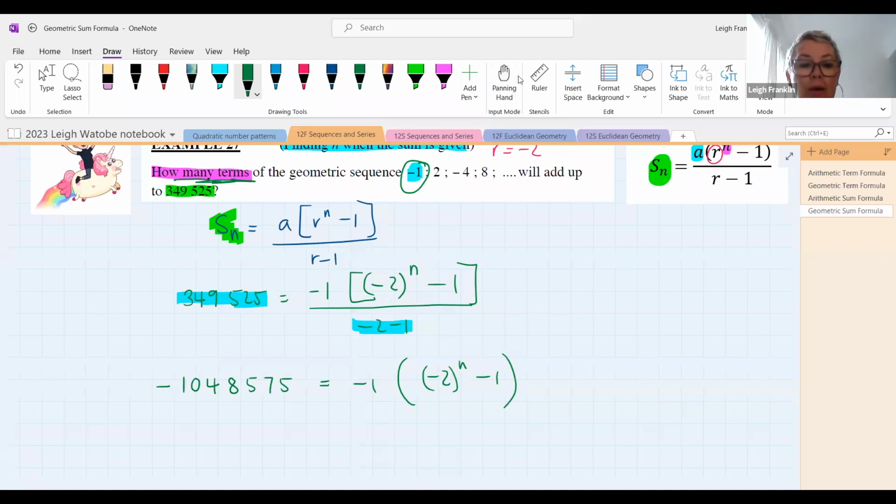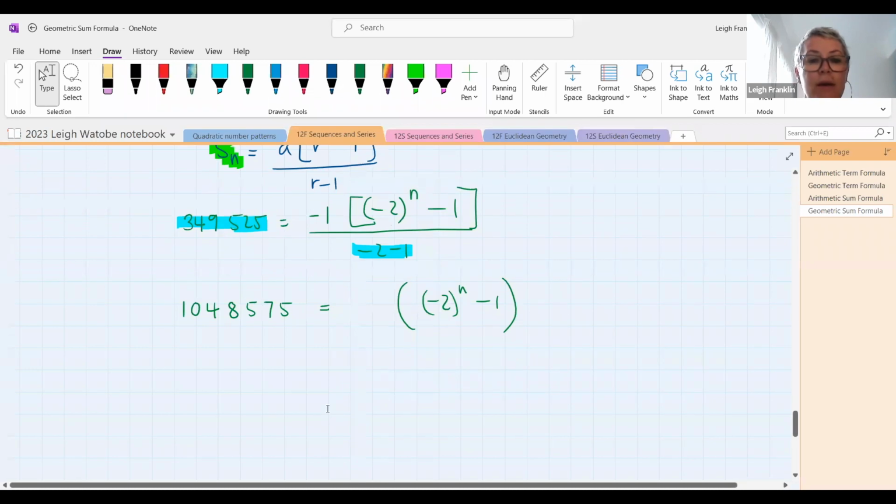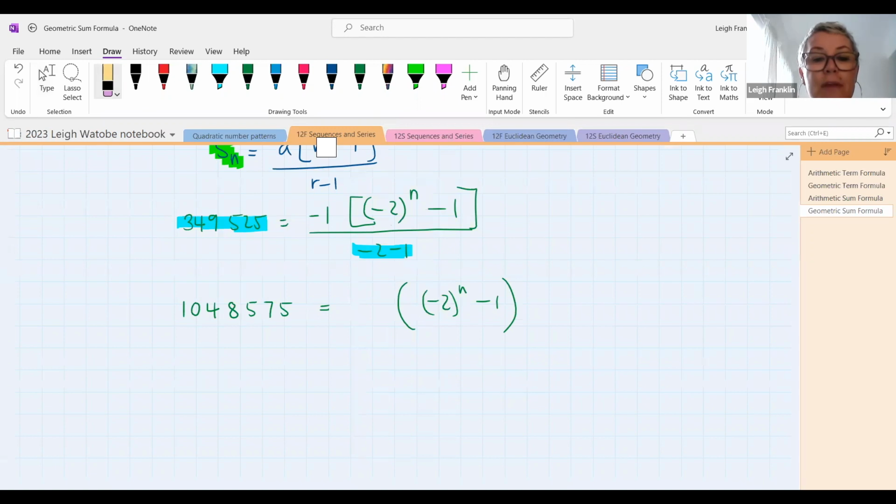Okay. What I can do now is I want to get rid of this -1. So if it was another number, I would divide both sides by another number. Of course, it's -1, so I can divide both sides by -1. Essentially, if I divide this by -1, then that's going to become a positive number. Does that make sense to everybody? Okay, so dividing both sides by -1 means that my negative is now gone. These brackets are gone as well.